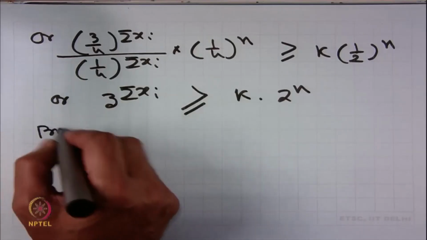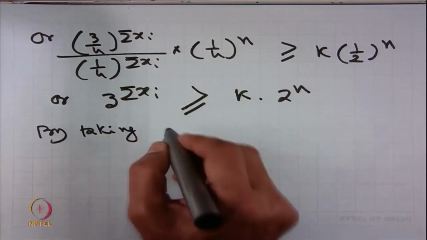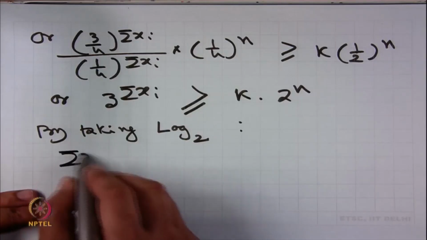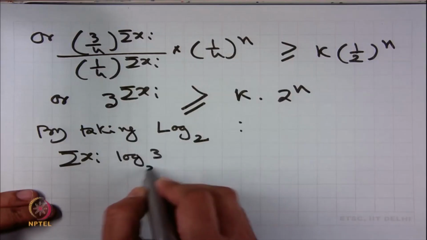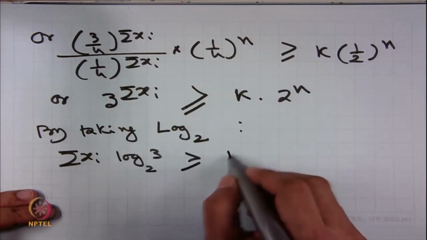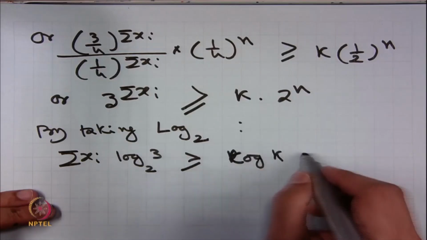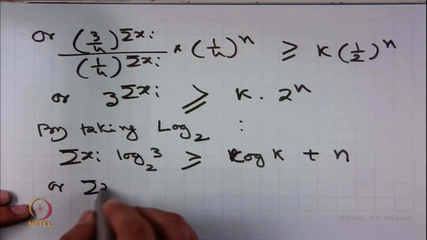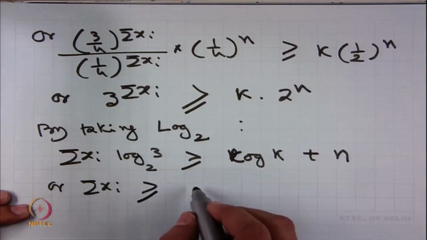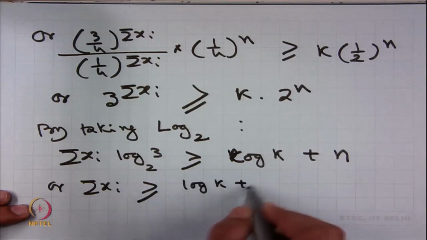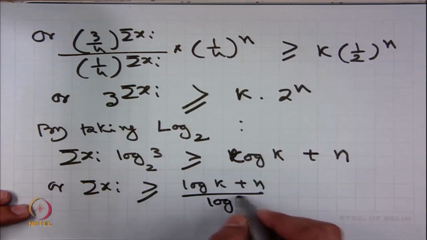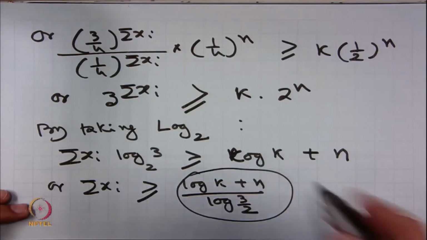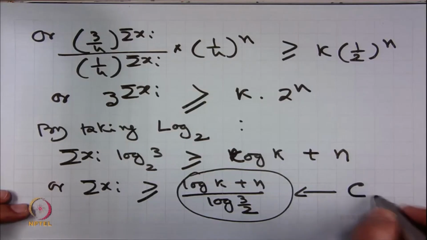By taking log base 2, we get sigma xi log 3 to the base 2 is greater than or equal to log k plus n, or sigma xi is greater than or equal to (log k plus n) upon log 3 by 2. This is a constant, let me call it C.